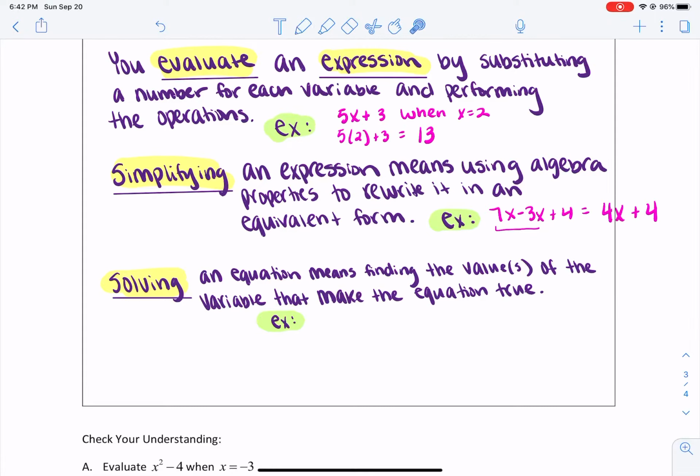And then the last piece here, solving an equation means finding the value or values of the variable that makes the equation true. So we just solved an equation. Let's say we had 5x plus 3 equals 18. And we subtract 3 on each side. Then I'll divide by 5, so x is equal to 3.